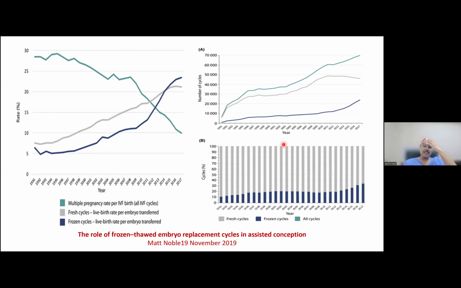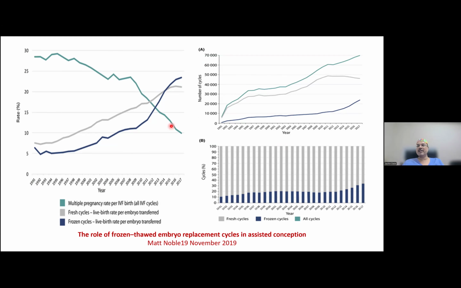Now, as you see from this graph, these are the number of IVF cycles that are happening over the last almost 25, 30 years. And you can see this nice fall in the multiple pregnancy rates.